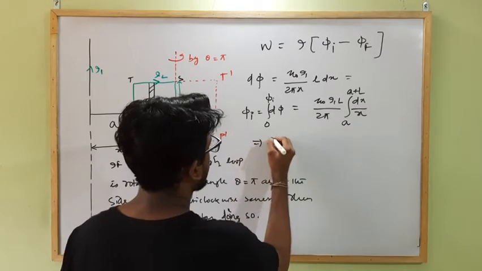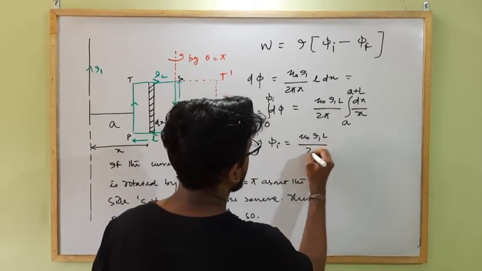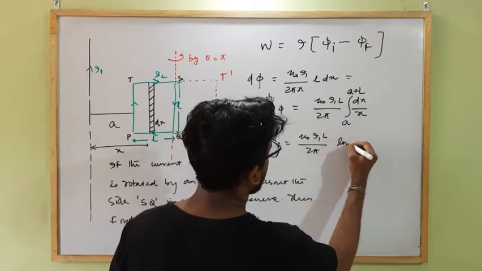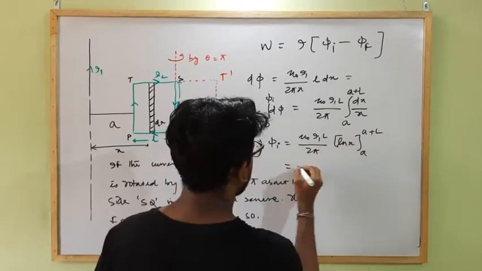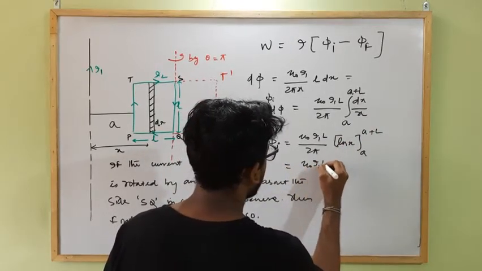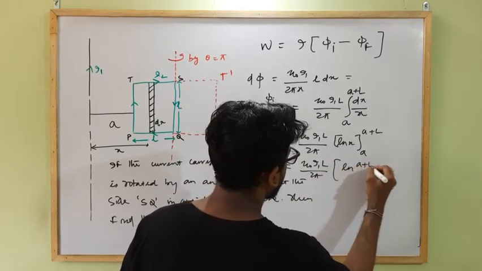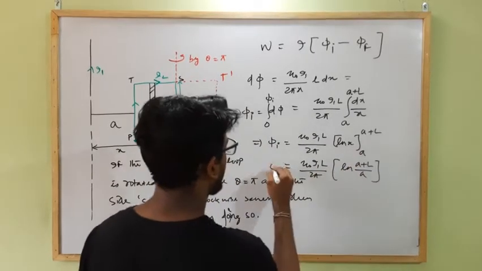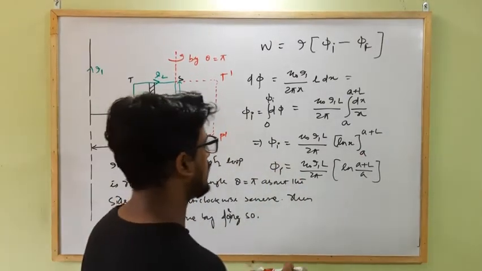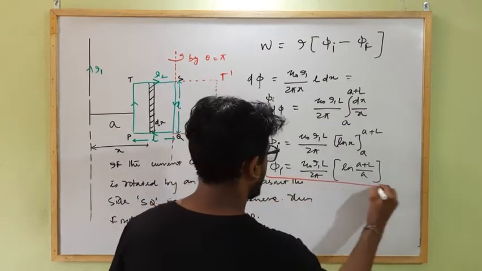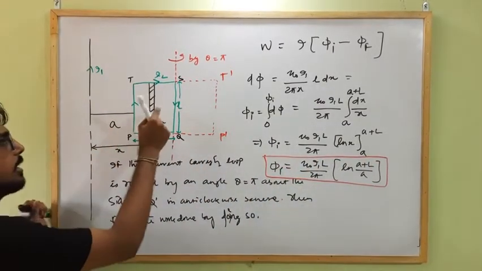So what is φ initial? It will be μ0 I1 L divided by 2π, and the integral of 1 by x will be ln x, with limits from a to a plus L. So this will become μ0 I1 L divided by 2π into ln of (a plus L) by a. This will be the expression for φ initial. Clear? As we already discussed in the previous question, this will be the net flux linked with the coil initially.